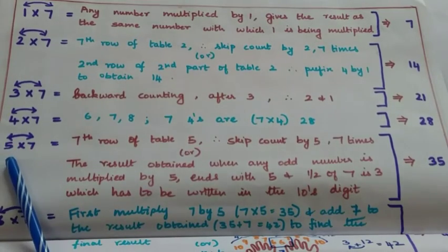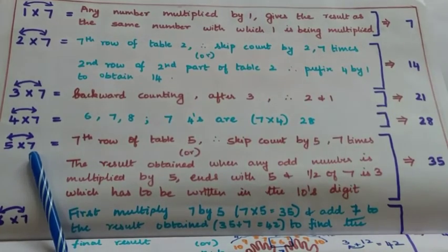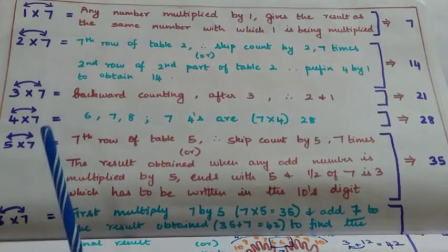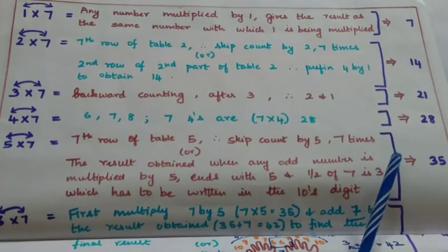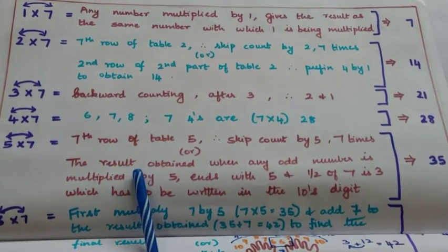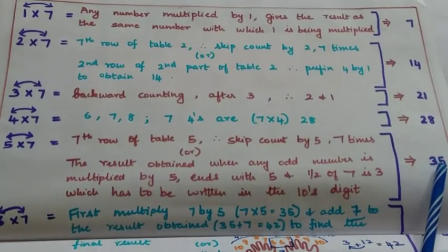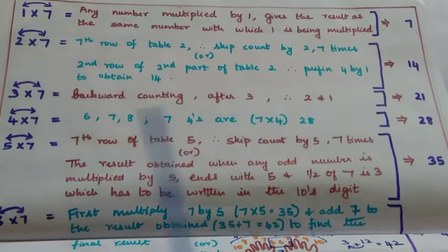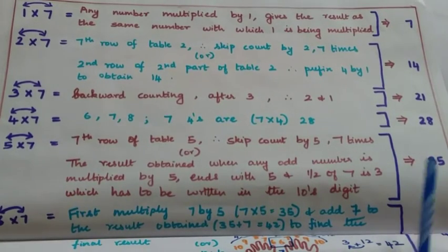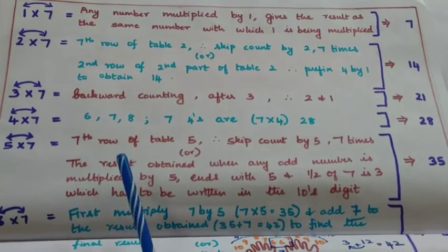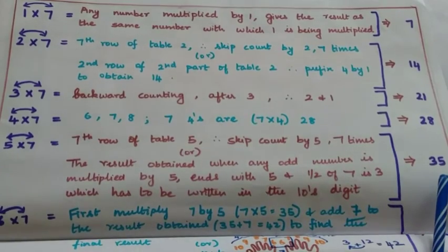Since we've learned table 5, this becomes the 7th row of table 5. You can skip count by 5, 7 times to obtain the result 35, or you can use the other trick where when 5 is being multiplied by an odd number, the result ends with 5 and half of 7 is nothing but 3. Therefore it becomes the tens digit of the result. Therefore 5 sevens or 7 fives is nothing but 35.